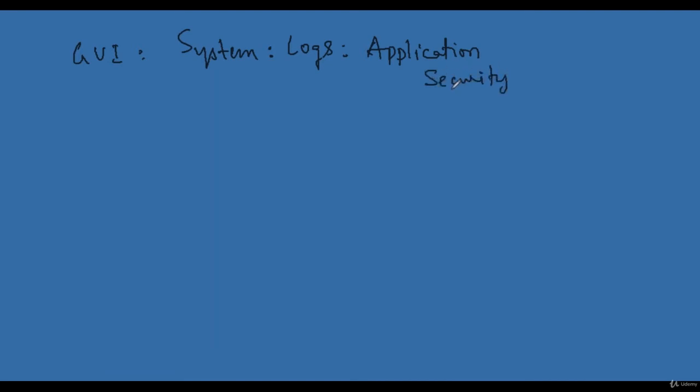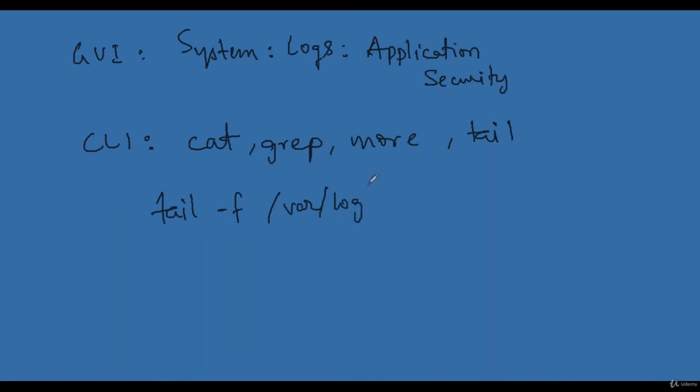You also have the option to view it from the command line. Again, you can use a different set of commands. You can use the cat command, you can use the grep command to filter for specific entities, you can use the more command, or you can also use the tail command to look at the end of the file, any entries which keep on getting added. So for example, you can just use tail -f /var/log/asm.